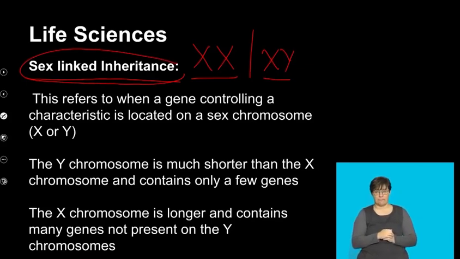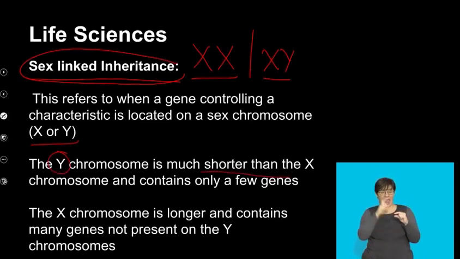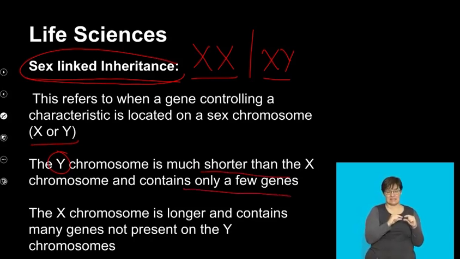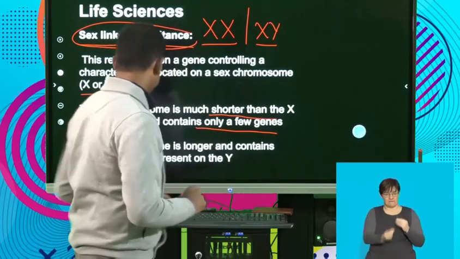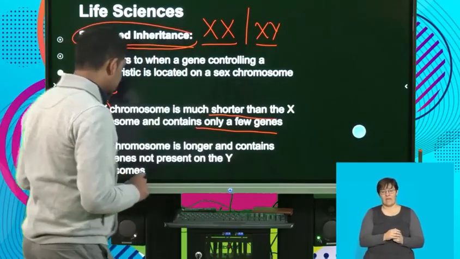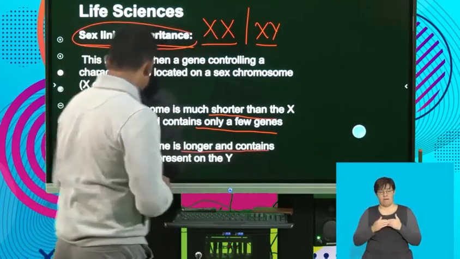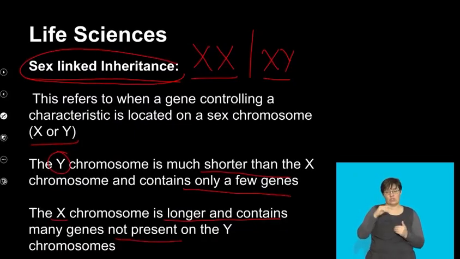Cool. So we spoke about the X and Y being the sex chromosomes. The Y chromosome is much shorter than the X chromosome, which essentially means that it contains fewer genes. All males have a Y chromosome, and that Y chromosome is significantly smaller. On the other hand, the X chromosome is longer and contains significantly more genes than the Y chromosome.